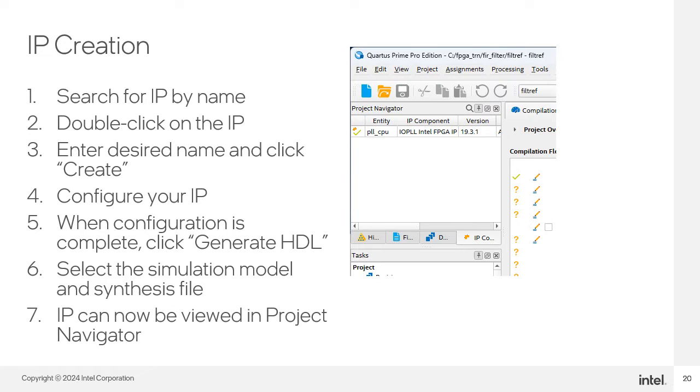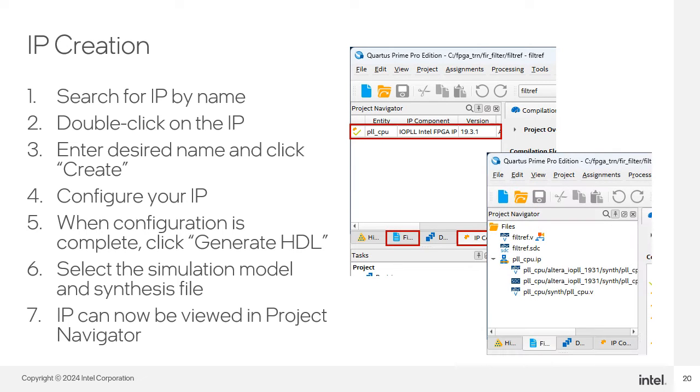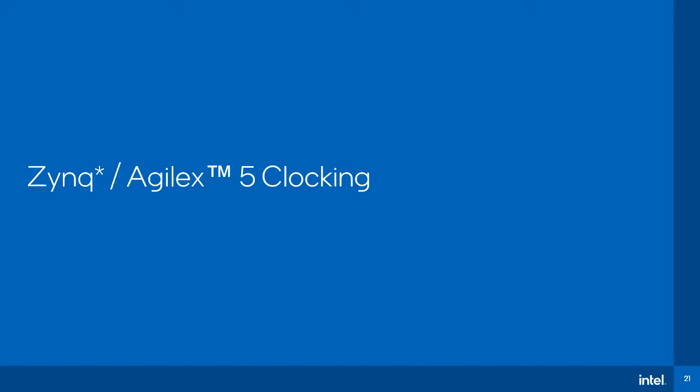Now that the IP is created, the IP component will be visible in the Quartus software Project Navigator tab. Also, some of the IP's files will be visible in the Files tab as shown here. Now I will go over the differences in the clocking.